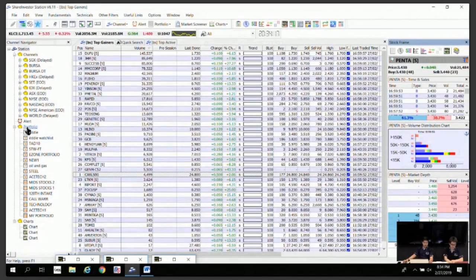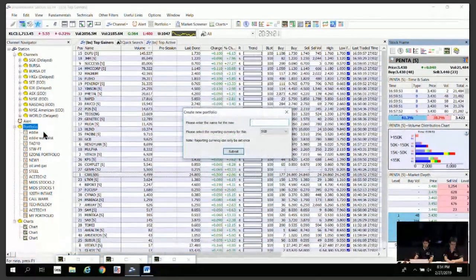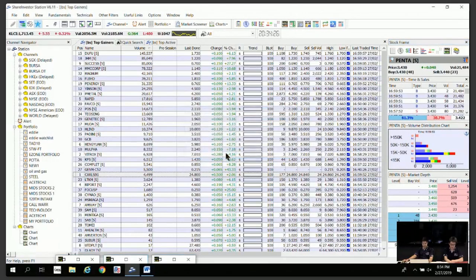Okay, over here at the portfolio, you can right click and create new portfolio. Let's say for today we will go PCFTA. Okay, then we submit. But then the currency is in Singapore dollar.